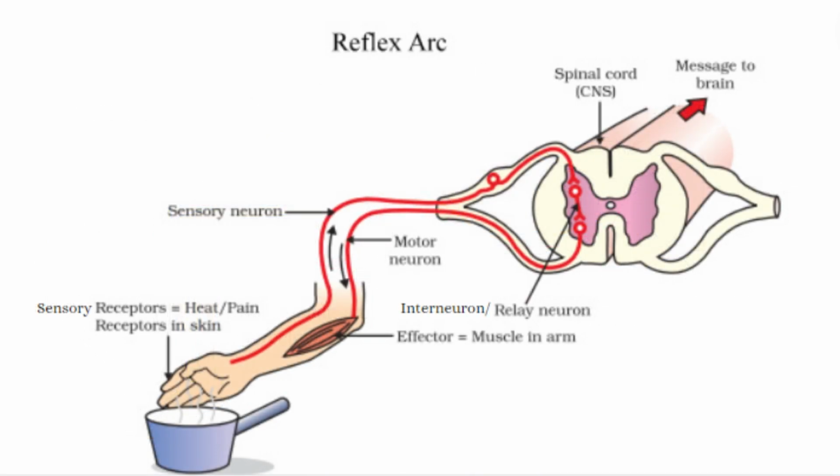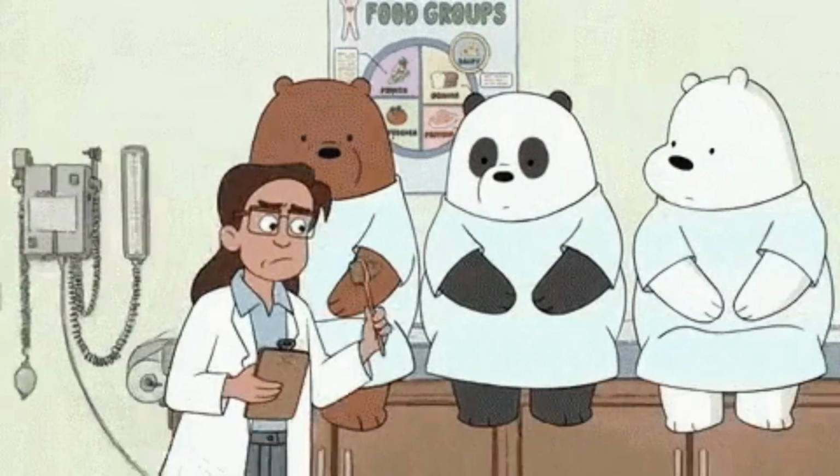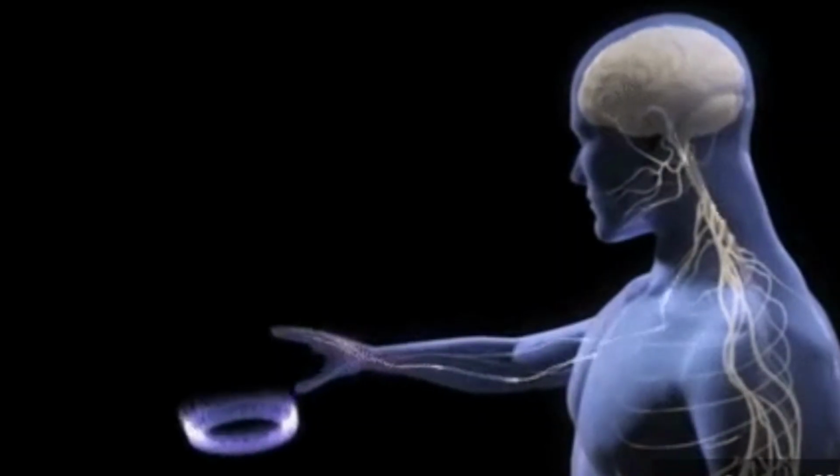Finally, we have the effector, which is a muscle or gland that carries out the response. In our examples, the effectors would be the muscles in your hand pulling away from the hot stove and the muscles in your leg kicking in response to the knee jerk.